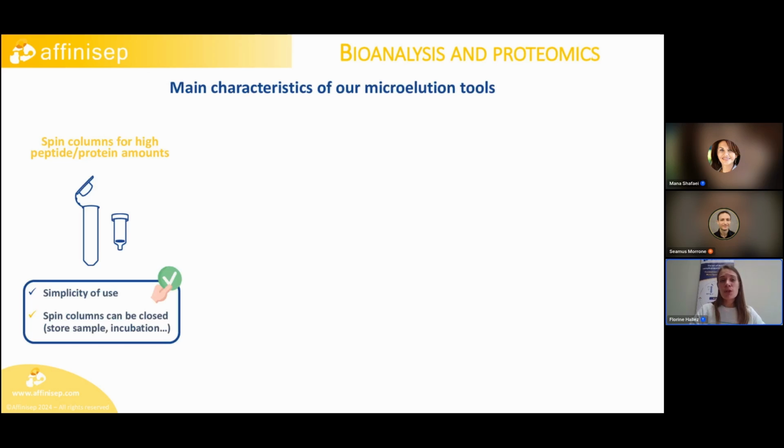So now we will focus more on the characteristics of our different tools, starting with the spin columns that are very useful for high protein or peptide amounts, as they have high capacity of extraction. And these spin columns are very easy to use because they are simply used by centrifugation. And since they have a lid, they can be closed, which makes it possible to perform incubation directly inside the spin columns, or even store samples before LC-MS analysis.